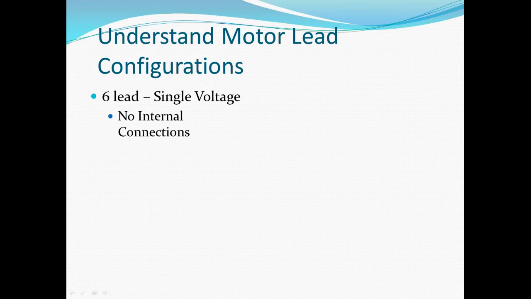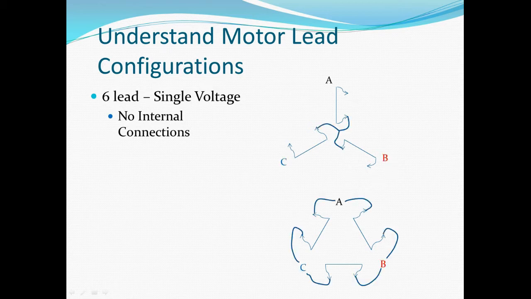A 6-lead motor has no internal connections, so there's 3 coils. It's just a single voltage, and we can field wire these in either a Y configuration or a delta configuration just by how we terminate the various leads.